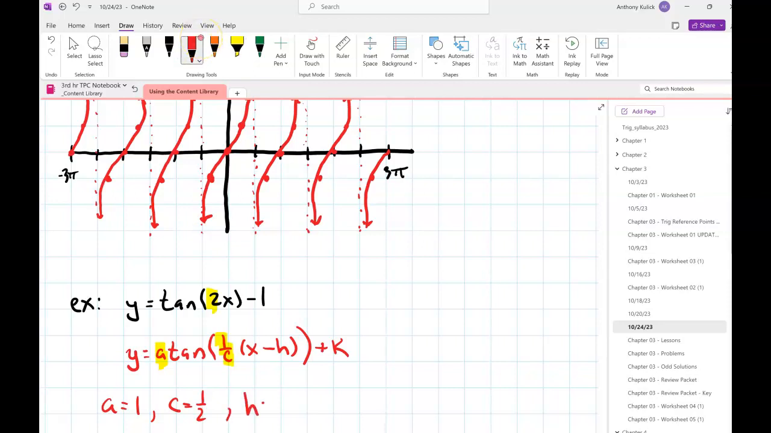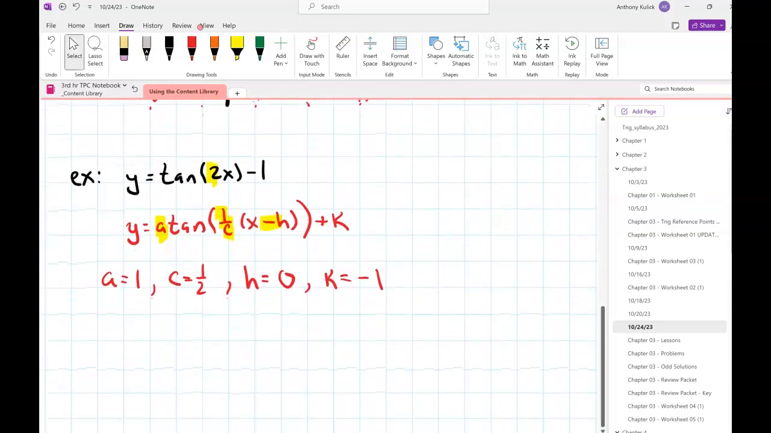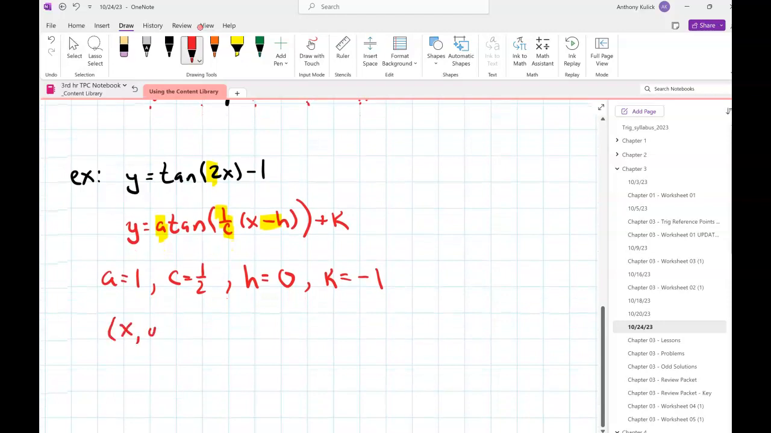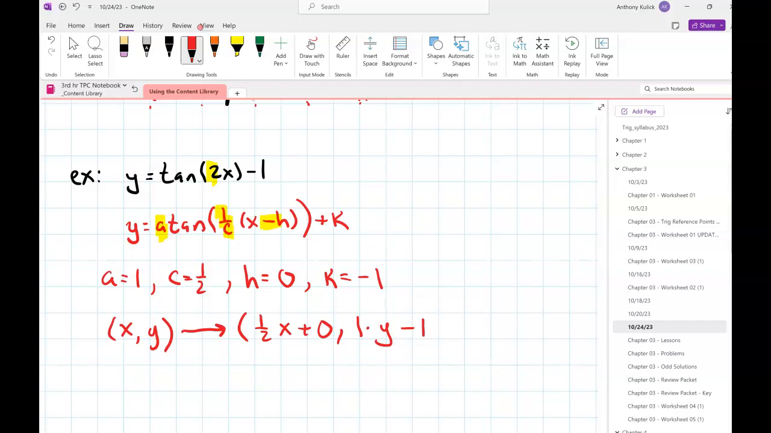What's H going to be? 0. Notice that H is being subtracted. If you don't see subtraction, then you must be subtracting by 0, because subtracting by 0 is like doing nothing at all, just like multiplying by 1 is like doing nothing at all. And the K is -1. So just like before, I'm going to write my transformation map. So I have CX plus H, AY plus K.